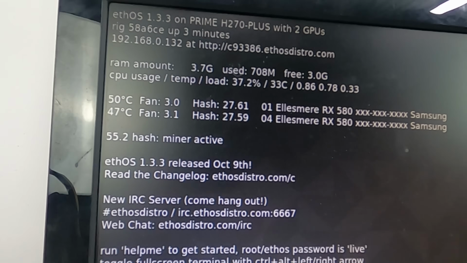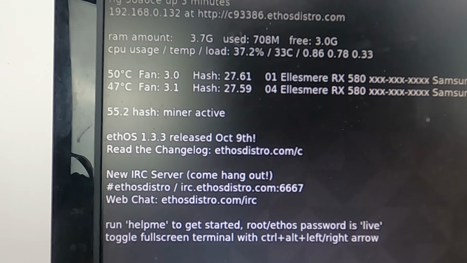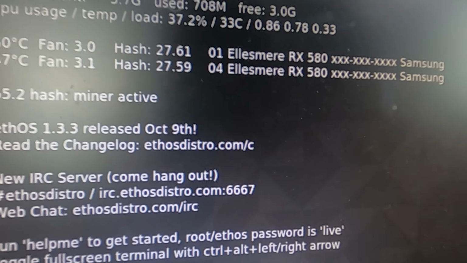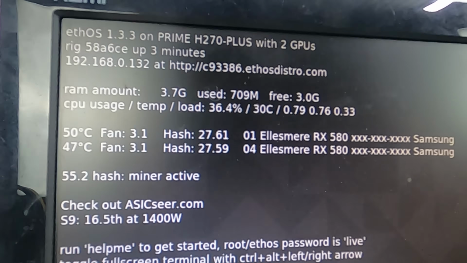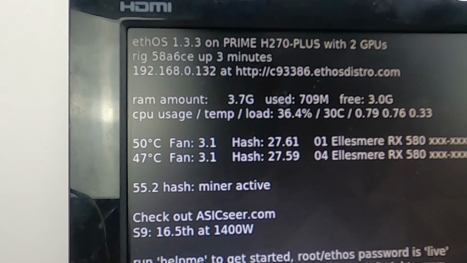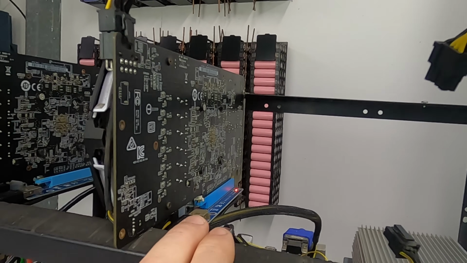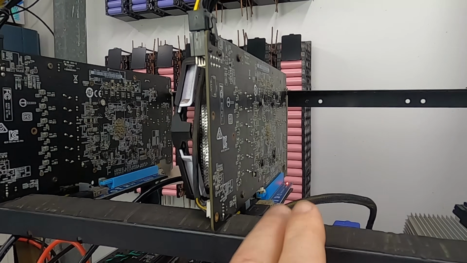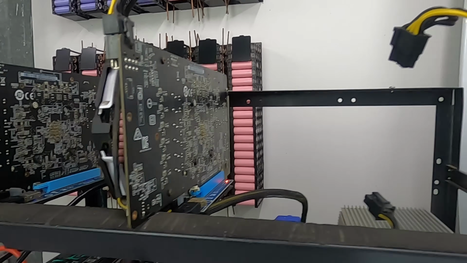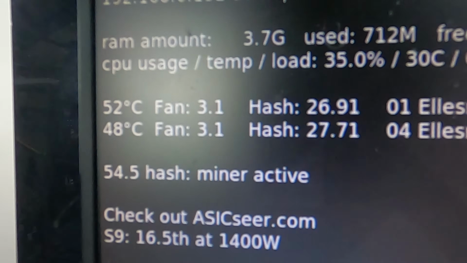So that was a little bit easier and quicker than trying to do my BMS idea. That was going to take weeks. There we go, miner is active. We're doing 55 mega hashes. And these cards are about 4 or 5 years old, I think. So they've had a hard life. They've done a lot of mining. They haven't done much else in their life.